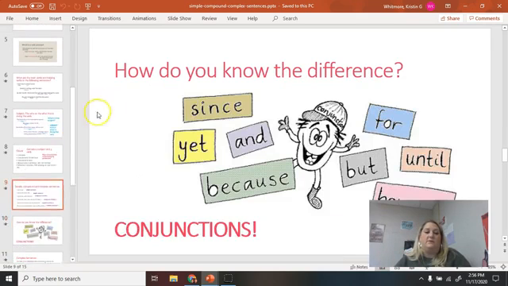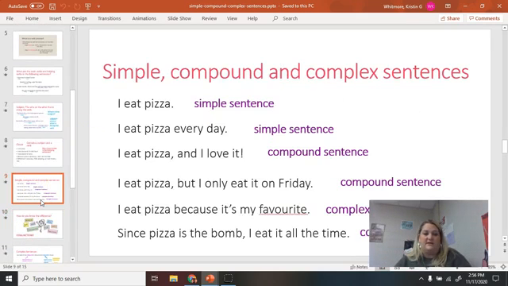Okay. So if we continue on, we say we have simple, compound, and complex sentence types. So we look at this again. I eat pizza. It's a simple sentence. I eat pizza every day. Still a simple sentence because we haven't added anything. We haven't added another subject. We haven't added another predicate. So it's still just one simple sentence.